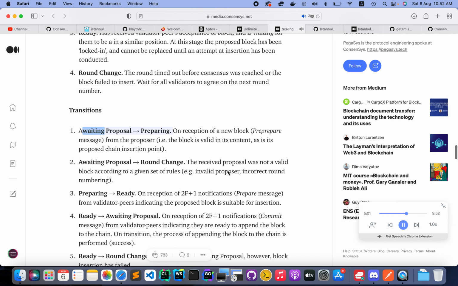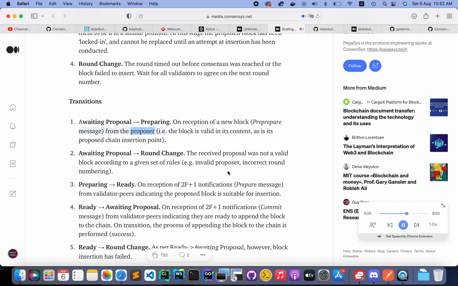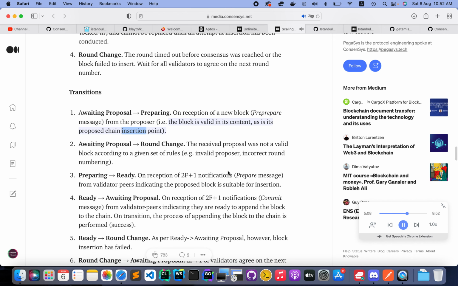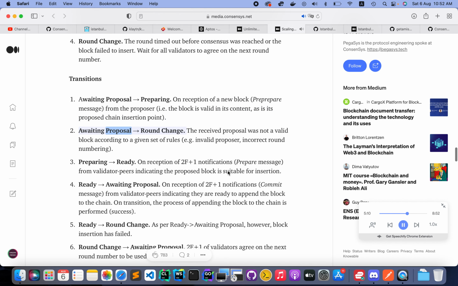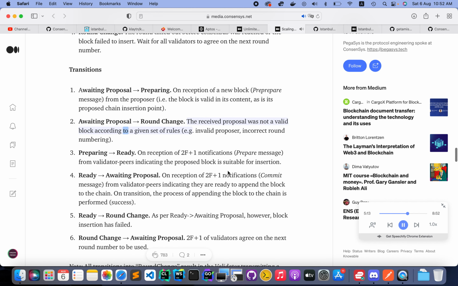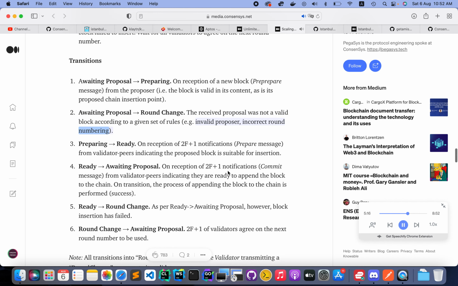Transitions. Awaiting proposal to preparing: on reception of a new block. Pre-prepare: message from the proposer, i.e. the block is valid in its content, as is its proposed chain insertion point. Awaiting proposal to round change: the received proposal was not a valid block according to a given set of rules, for example invalid proposer, incorrect round numbering.